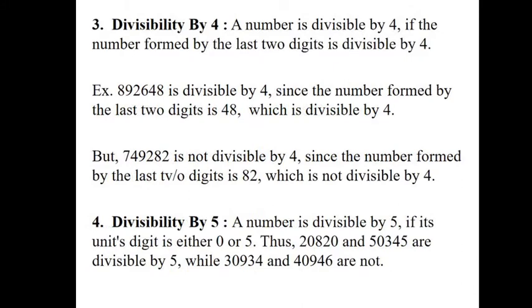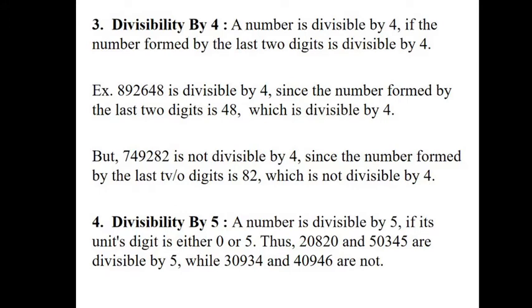Divisibility rule for 4. The number is divisible by 4 if the number formed by the last two digits is divisible by 4. You just check the last two digits. That's enough. In this given number, the last two digits are 48. 48 is divisible by 4, so this whole number is divisible by 4. Here, the last two digits are 82. 82 is not divisible by 4 exactly, so it's not divisible by 4.